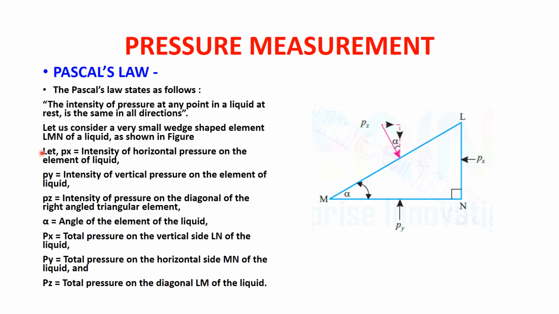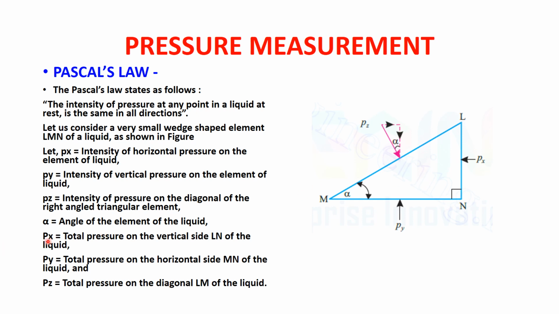So let us consider a small wedge shaped element, as we have seen, LMN. px is the intensity of horizontal pressure on the element of liquid, py is the intensity of vertical pressure on the element of liquid, and pz is the intensity of pressure on the diagonal of the right angle triangle element. As we have seen, px is horizontal, py is vertical, and pz is the diagonal. Alpha is the angle of the element of the liquid. This element we have taken into consideration.